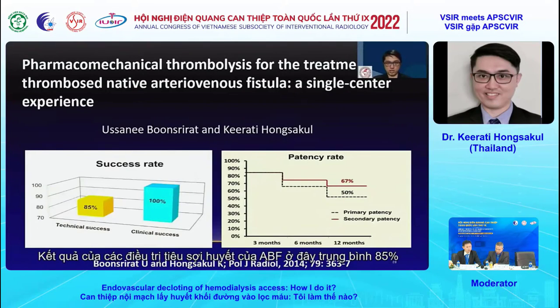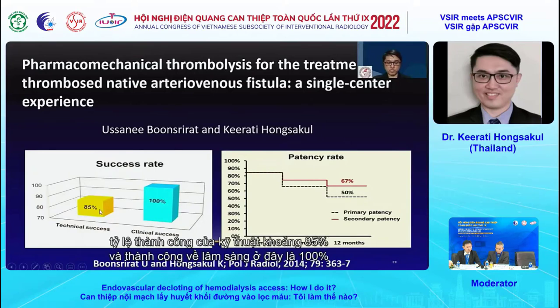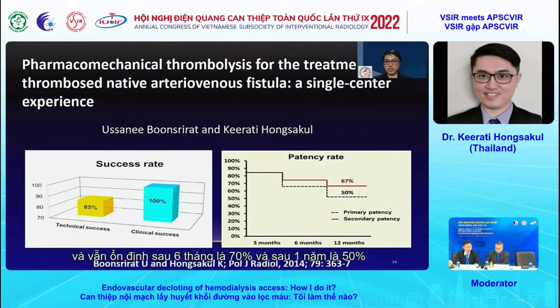And the result of thrombolysis of the AVF, this is also our results. At our center, the technical success rate is around 85%, and the clinical success rate is around 100%. And the primary patency rate at 6 months is around 70%, and at 1 year around 60%.